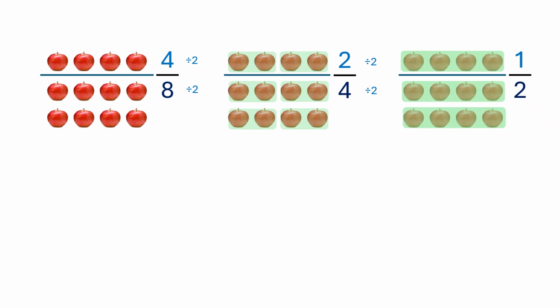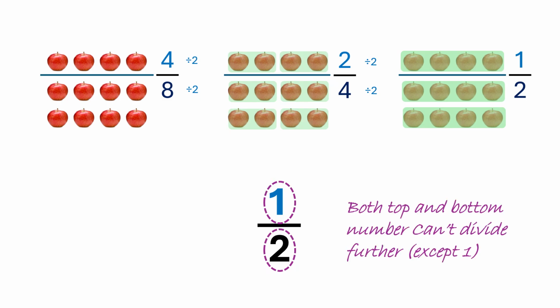So, what is the simplest form of a fraction? Let's look at an example. We start with 4/8. If we divide both the top and bottom by 2, we get 2/4. Then, we divide both by 2 again, and we get 1/2. Now can we divide 1/2 any further? No, we can't divide both numbers by the same whole number anymore. That's why we say 1/2 is in its simplest form. It's the easiest and clearest way to show that amount.